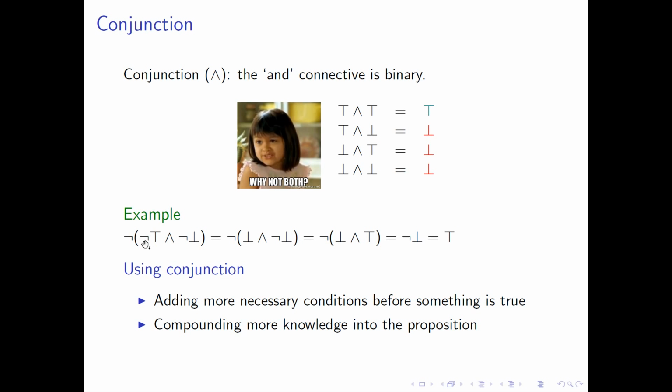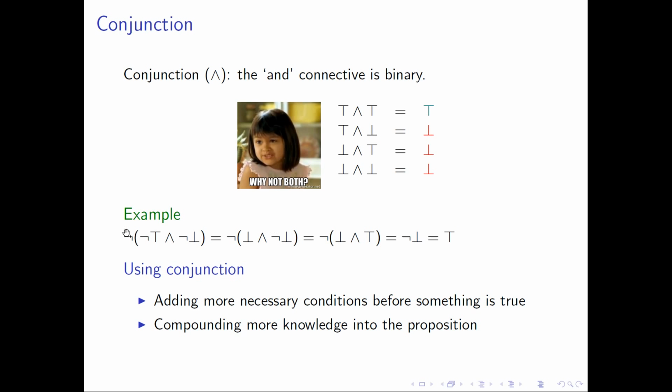Okay, so let's look at this thing here, not true. Well, not true is false, so we replace it here. Now we've got not false, and not false is true. So this thing is false and true, okay? False and true is false. So here we replace this with false. Now we've got not false, and we know not false is true. Okay, so this means that the thing we originally started with, not true and not false, is true.